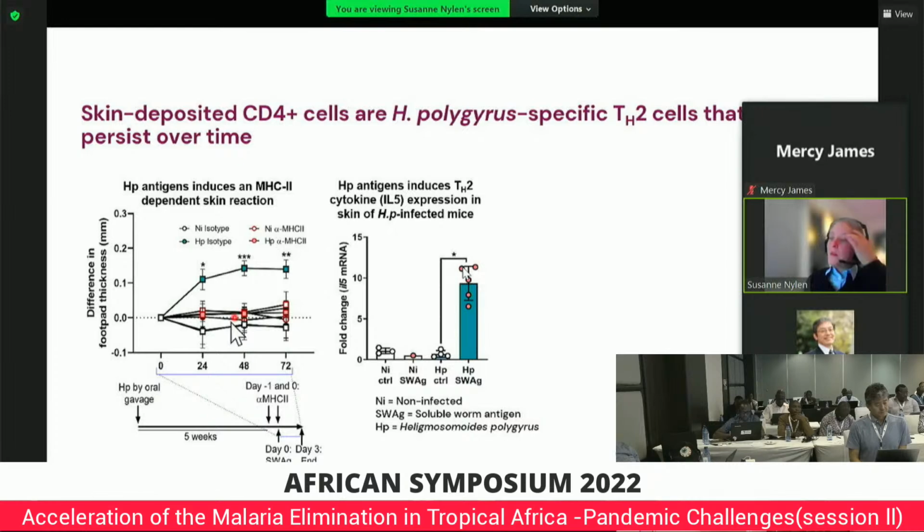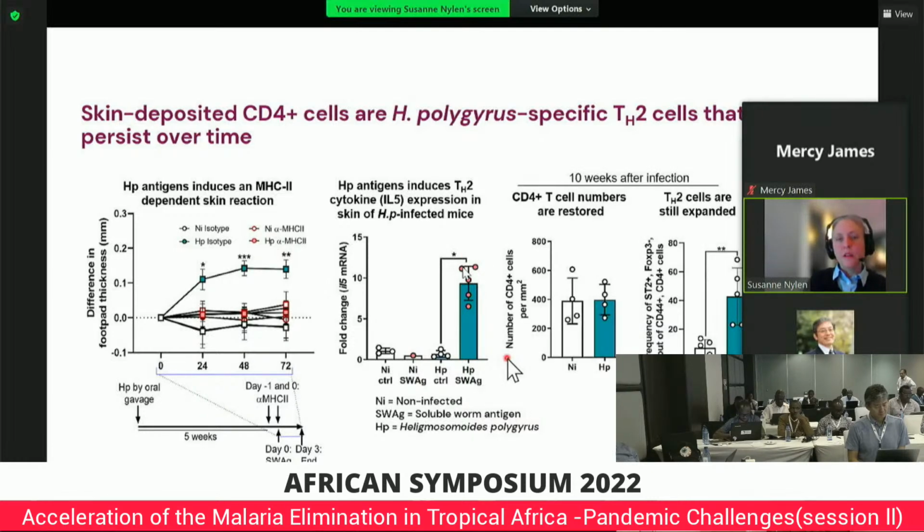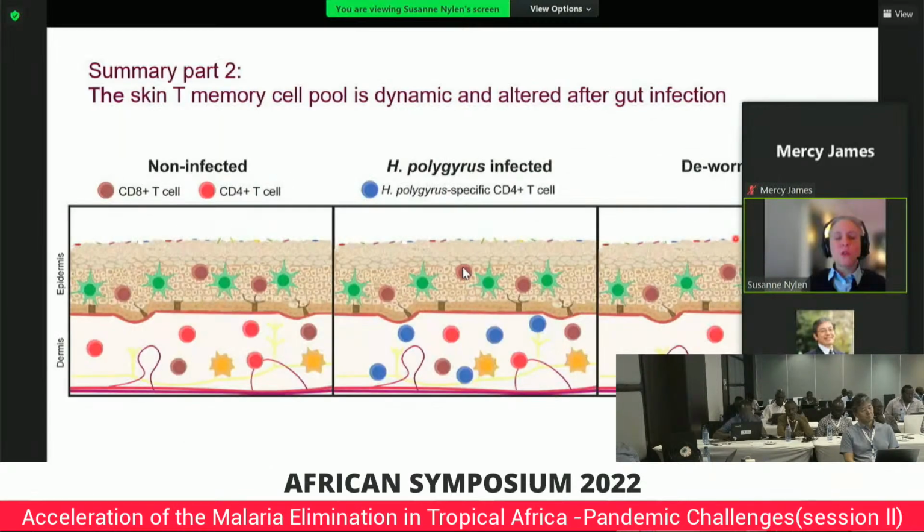We also found that the cells at the site produce the Th2 cytokine interleukin 5 in response to worm antigen. We also found that these cells persisted in tissue for a very long time. So even while numbers of cells in the ear were normalized, we retained a population of Th2 cells in the skin.